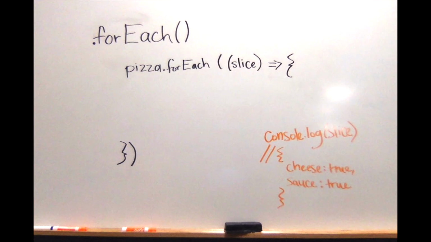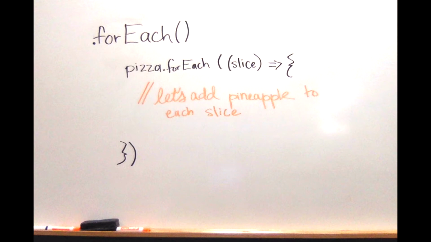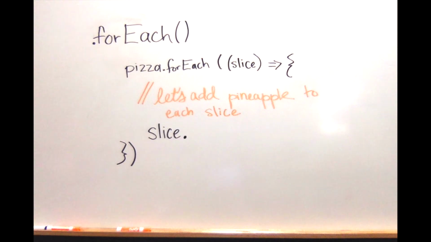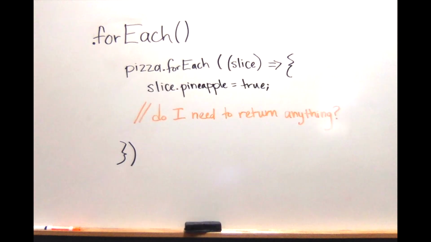Let's say our slice is just an object that right now only has cheese and sauce. Let's add some pineapple to each of our slices, because pineapple on pizza is the closest humanity can come to experiencing the divine. I'm going to add pineapple to our slice using dot notation and assign it to the boolean true. Every slice is going to run through this forEach and get the truest pineapple added to it.